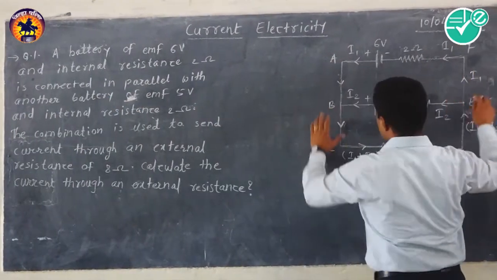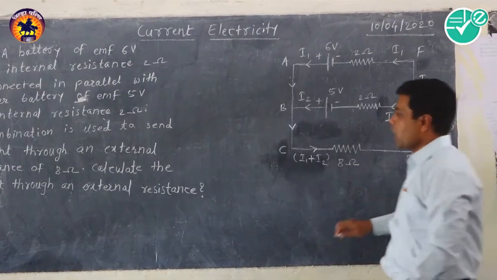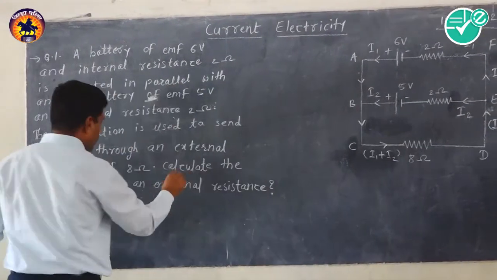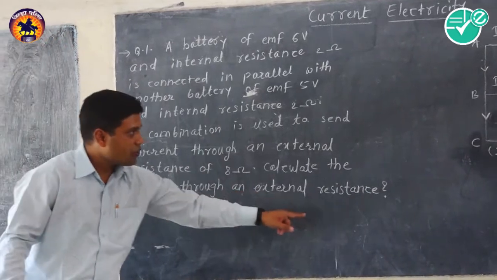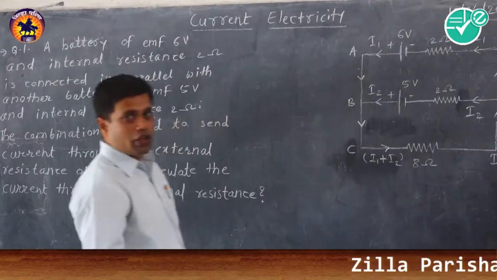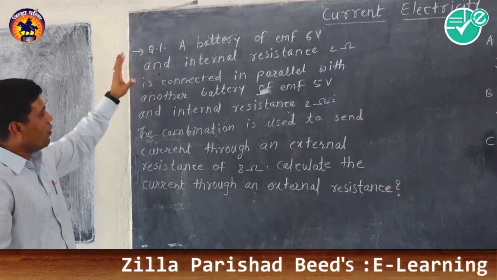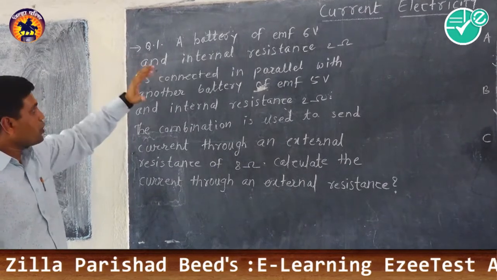The combination of these two batteries is sending the current through an external resistance of 8 ohm, and in this case we have to calculate the current through the external resistance. We have to calculate the value of I1 plus I2, the total current flowing through the external resistance 8 ohm. So this is the problem. Once again I will repeat the problem.